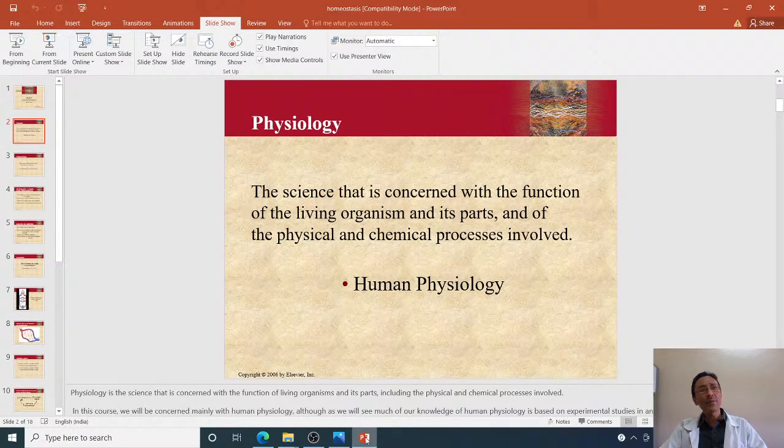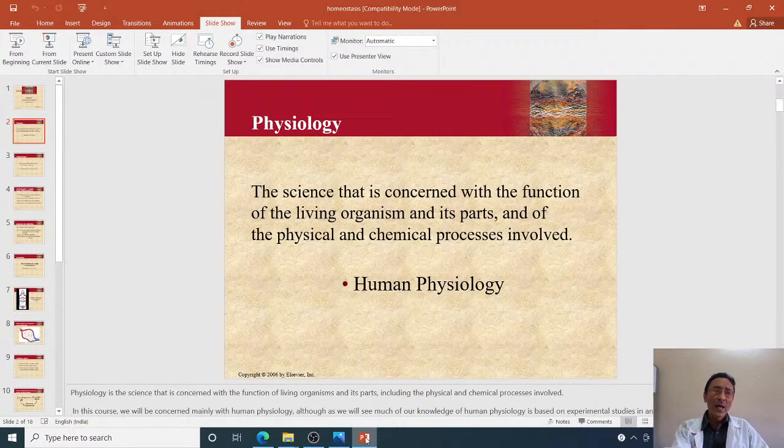Let us see what we mean by ECF, what we mean by ICF, what is the definition of the ECF, ICF, what are the constituents of ECF, ICF, and lastly we shall see the mechanisms which are involved in maintaining the internal environment at a constant rate.